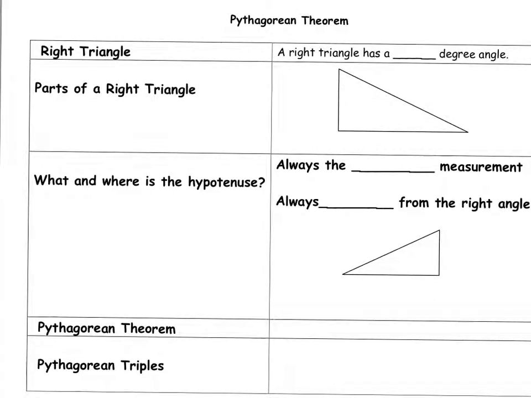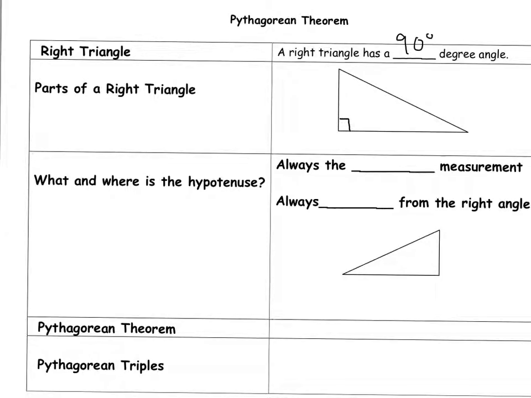Today we're going to be discussing the Pythagorean Theorem. And the Pythagorean Theorem is a proof related to right triangles like we discovered yesterday. And to know that you've got a right triangle, the right triangle always has a 90-degree angle. And the parts of a right triangle are labeled according to the Pythagorean Theorem.